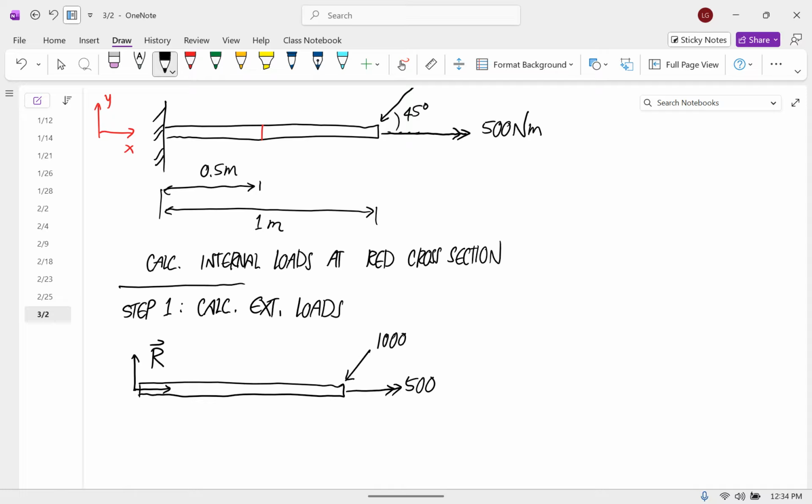Well, what components of couples are necessary to keep this from spinning? The only thing that's trying to make it spin is that 500. Okay, so instead of making it a full vector, I'm just going to do the one thing here and just call this fancy T.